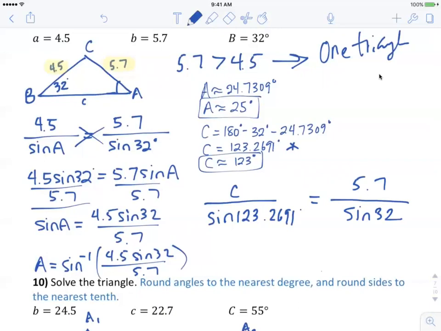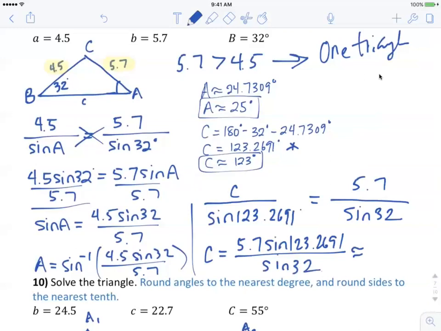Okay. And then now algebraically to solve for c, multiply by the sine of the 123 point blah, blah, blah, and then do that multiplication. So c is going to equal 5.7 times the sine of 123 point whatever, and then divided by the sine of 32. And that should give me my final answer. Calculating that, you should get about 9.0. And we've solved it. Okay.